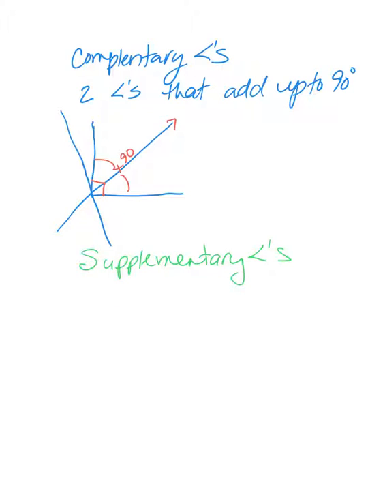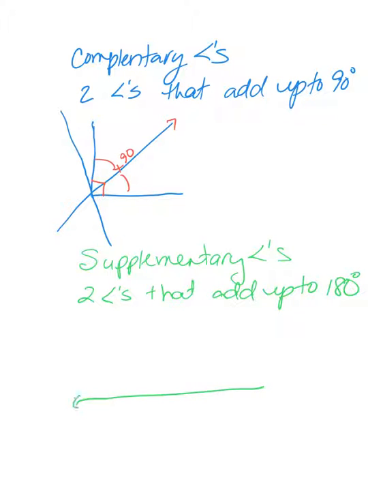Supplementary: isn't it if they equal 180? Yes. Two angles that add up to 180. And that can be anywhere. Now in the example they talk about a linear pair. So let's talk about a linear pair. A linear pair is like this, a straight angle, and then there's a point somewhere in the middle of the line and another angle comes out of it.